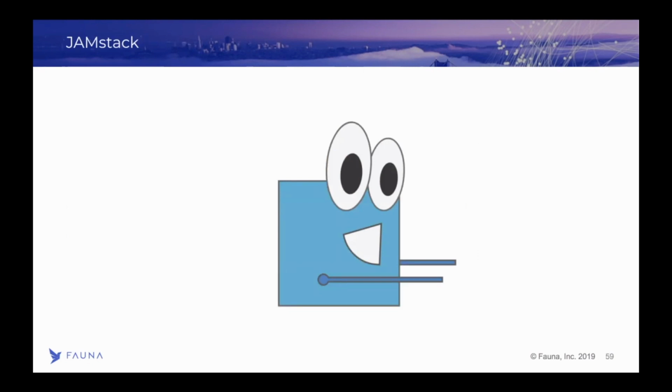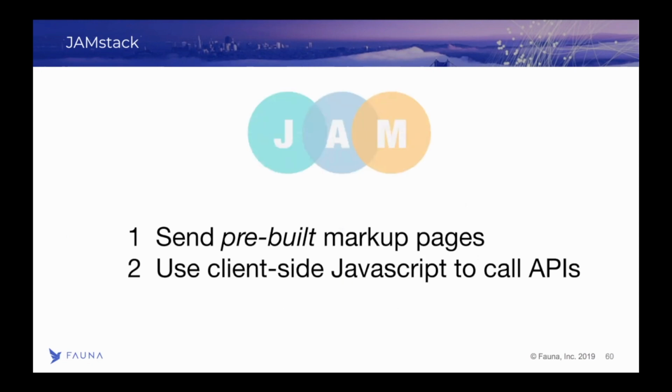This is the request living its best life. It gets to bring you back stuff super fast, and it's not even competing with any of the other requests. It's great. So the JAMstack, all together, you'll see it with the letters JAM to stand for JavaScript, APIs, and markup, but really we're sending pre-built markup pages and we're using client-side JavaScript to call APIs. That's what makes an app a JAMstack app.